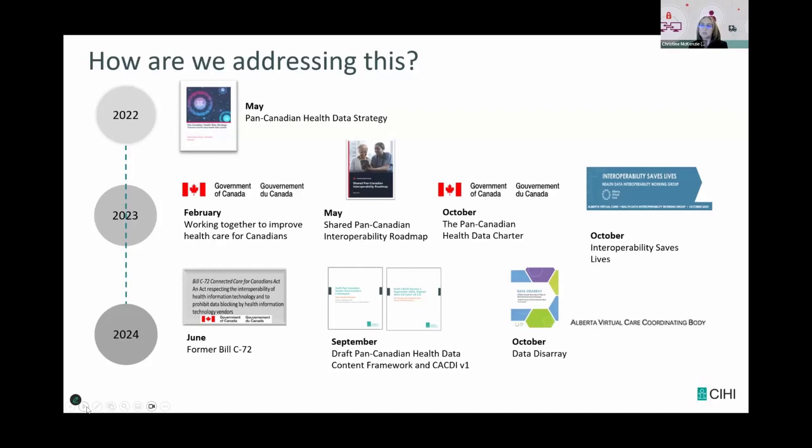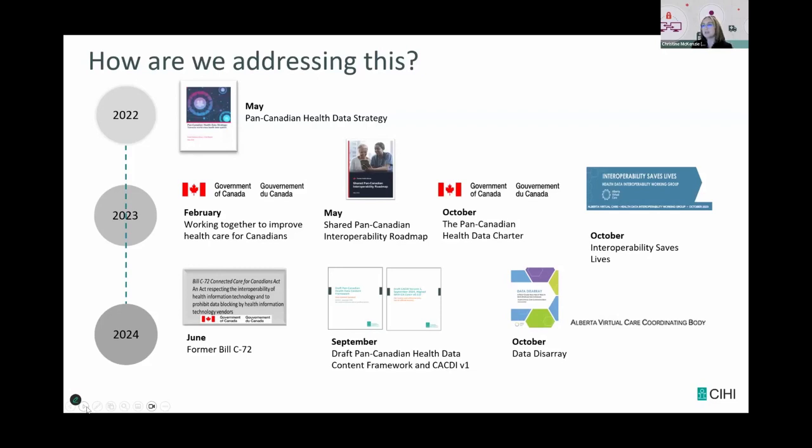And then in February of 2023, the Government of Canada released Working Together to Improve Healthcare for Canadians, which provided funding to the provinces and territories to help move forward and improve on some shared health priorities, which included the modernization of some of the digital health infrastructures to help share health information within and across the provinces and territories.